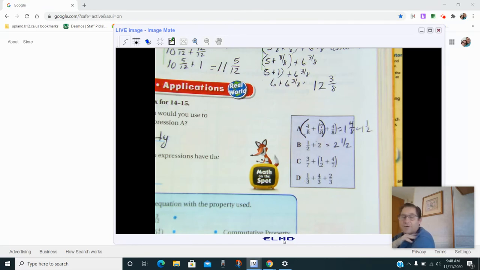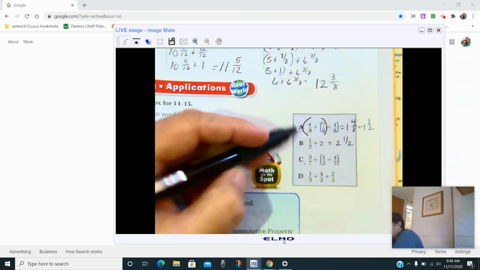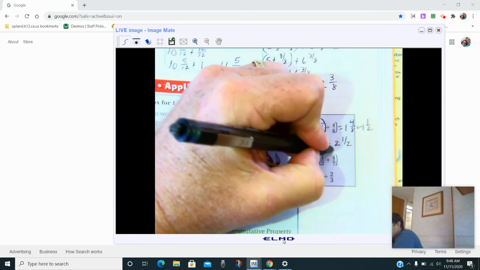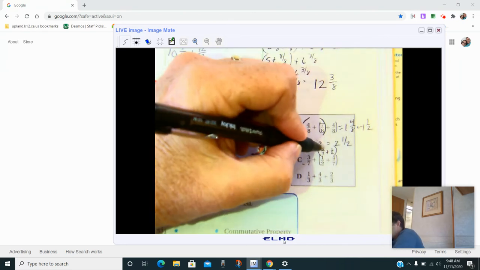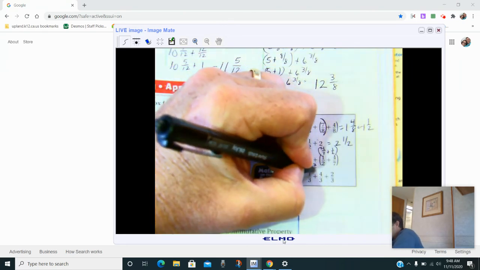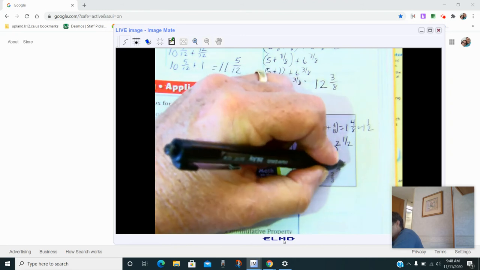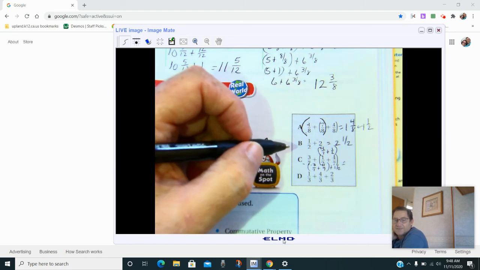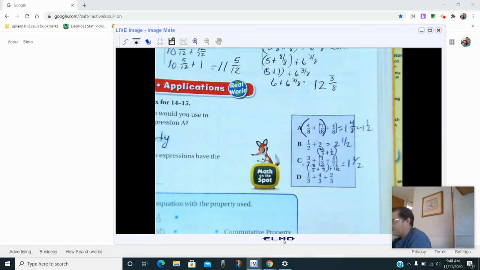Which two expressions? Okay, so now 3/7 plus 4/7. I'm going to change the order of the 4/7 and the 1/2 by the commutative property. I'm then going to regroup 3/7 plus 4/7 plus 1/2. So 3/7 plus 4/7 is 7/7. That's 1. So 1 1/2. So there's 2 right there.